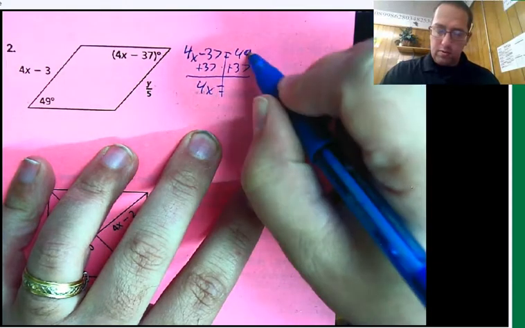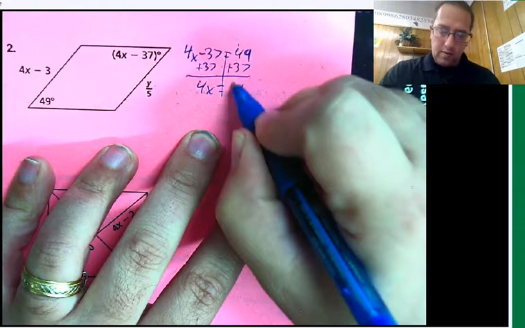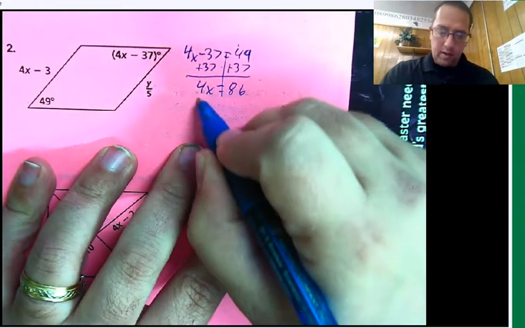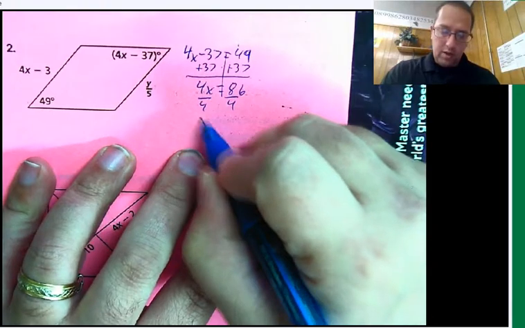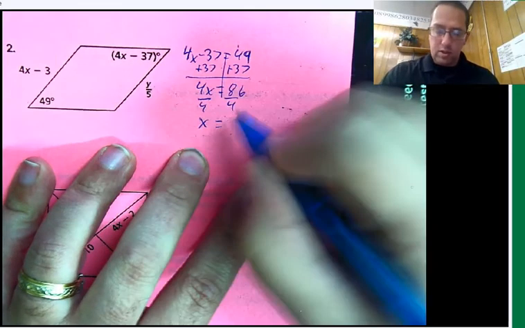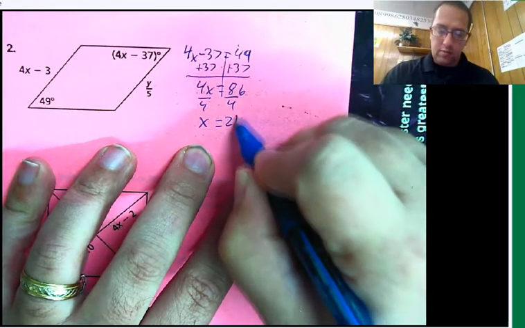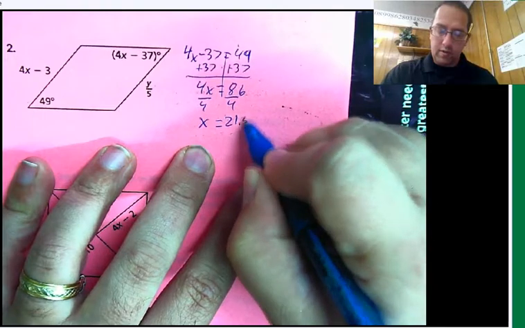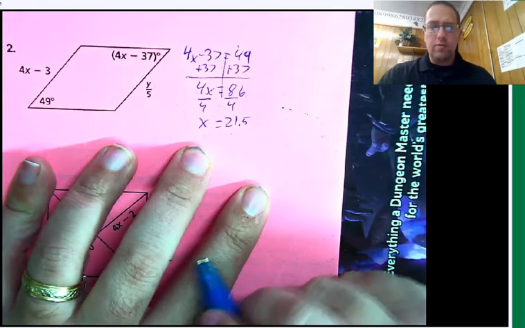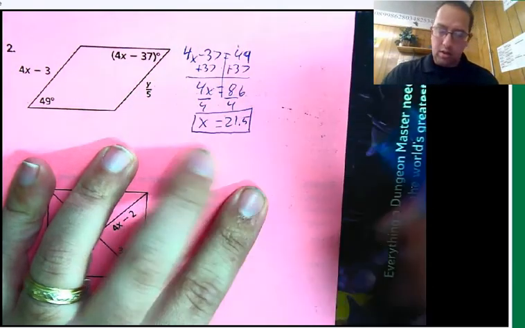4x equals, what is that, 9 and 7 is 16, carry the 1, and that would be 86. Divide by 4 to cancel those out, and we end up with x equals, let's see, 4 goes into 8 twice, 4 goes into 6 once, with 2 left over, so that's going to be 2/4 or 1/2, so 0.5. 21.5. Got decimals. That's all right. Decimals are just another number, not a big deal.